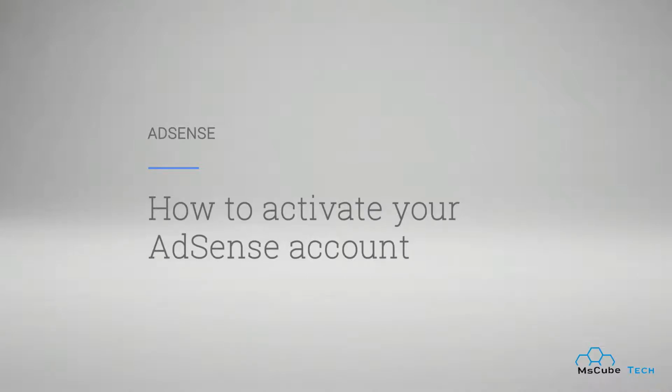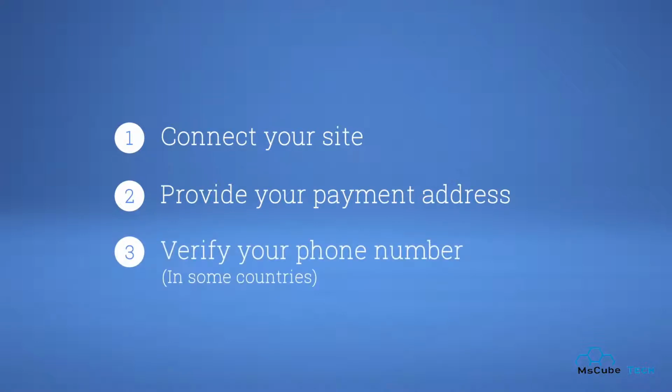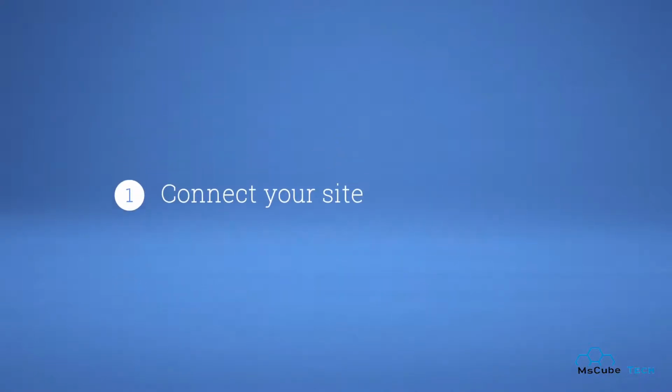Activate your AdSense account. To activate your account, you'll need to connect your site, provide your payment address, and depending on your country, verify your phone number. First, let's connect your site.